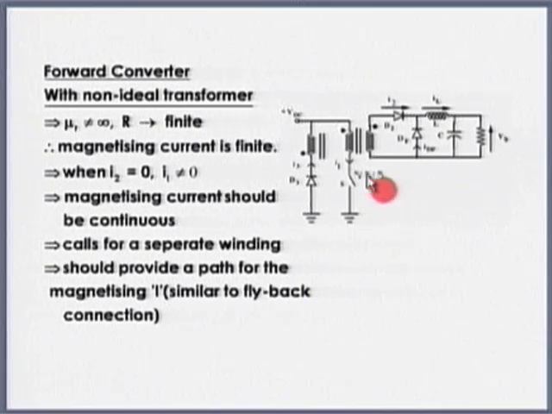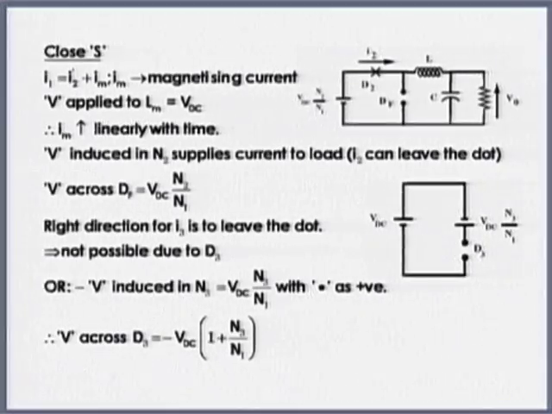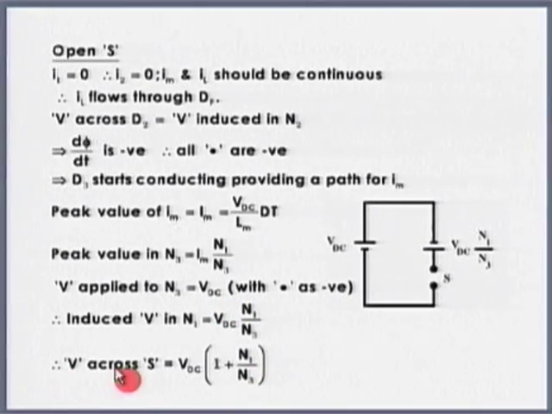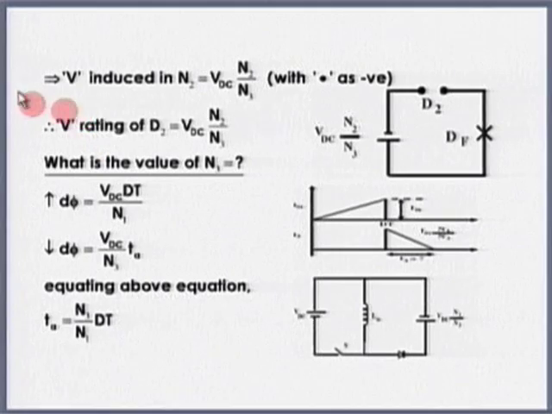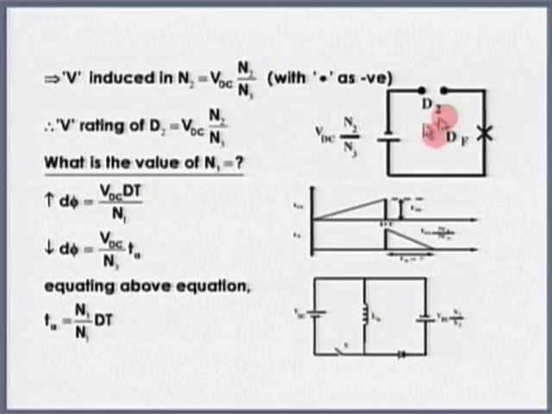Similarly, I can determine the voltage rating of the switch as well, because the voltage applied to N3 is VDC. There will be voltage induced in N1, in addition there is VDC as well. The switch S has to block the sum of these two voltages. The procedure is the same. Voltage across S is VDC plus the voltage induced in N1 from N3. Voltage across N2 is VDC times N2 by N3. That is the voltage rating of D2 itself.